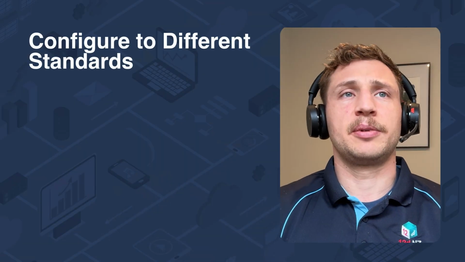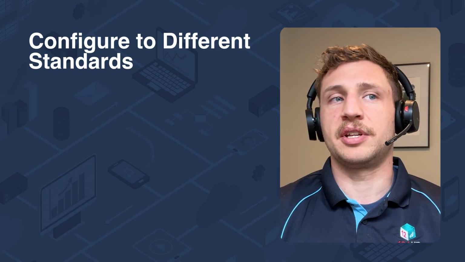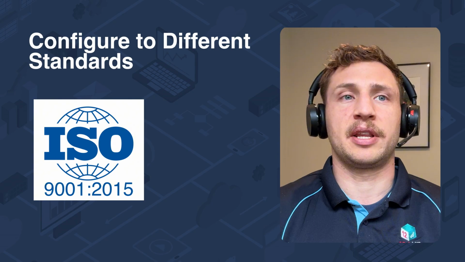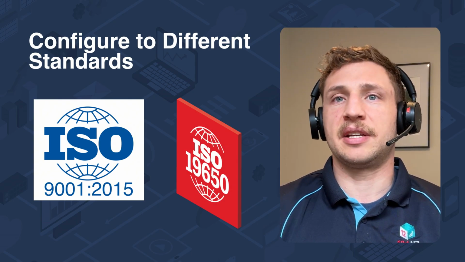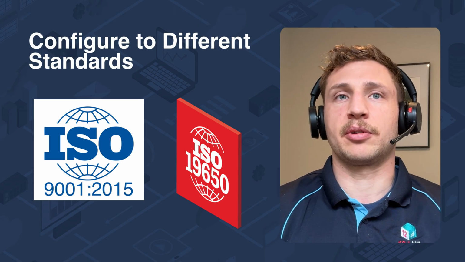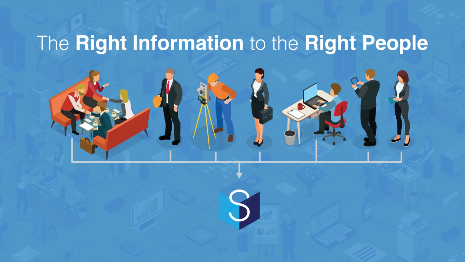12D Synergy can also be configured to various different standards. So you might use Synergy to assist you in achieving, say, ISO 9001 or ISO 19650, or you might also have client-specific requirements that you can build into your templates. 12D Synergy has permissions controls, so this allows you to define who has access to what data. It also ensures that you have no unintended access to data and making sure that the right people are getting access to the right information.